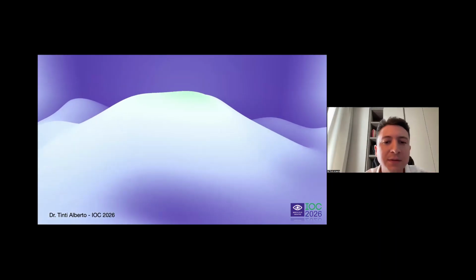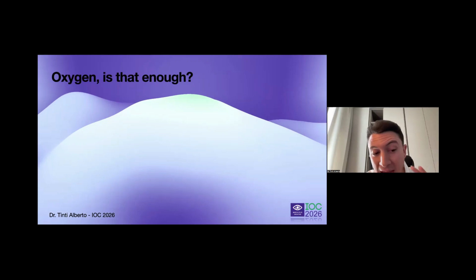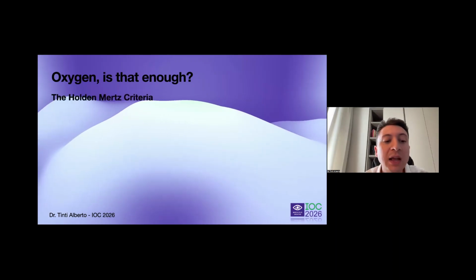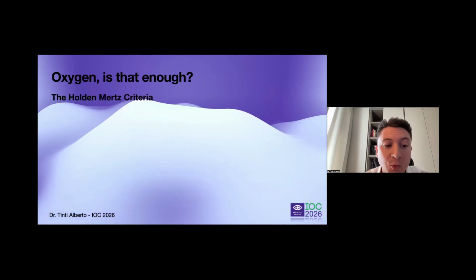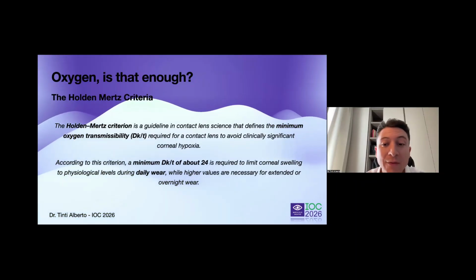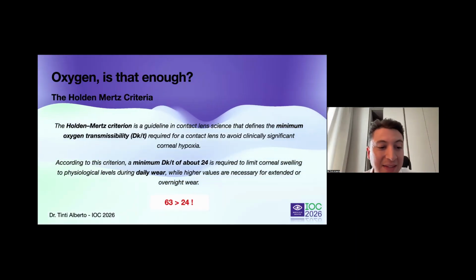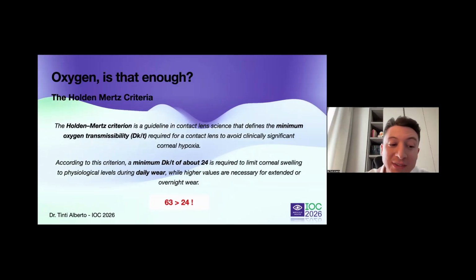We can answer that by relying on established scientific evidence. I'm talking about the Holden-Mertz criterion, which defines the minimum Dk/t required for daily wear. We have to know that this threshold is set to 24. So in our case, the calculated value is around 60.